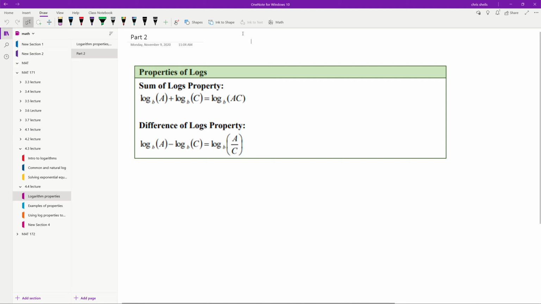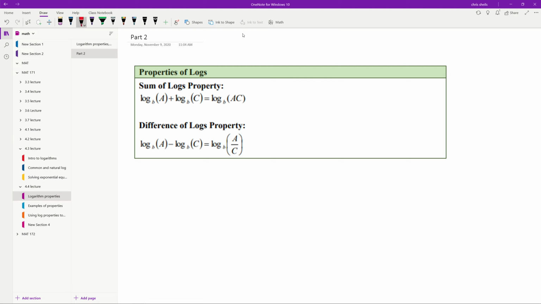This tells us that log base b of a plus log base b of c is equal to log base b of a times c. In other words, the sum of two logarithms is the logarithm of the products of their arguments. So if I'm adding two logarithms, I can combine it into one logarithm with the same base. Notice that all of these bases are the same, by multiplying the arguments of those logarithms inside of this new log.